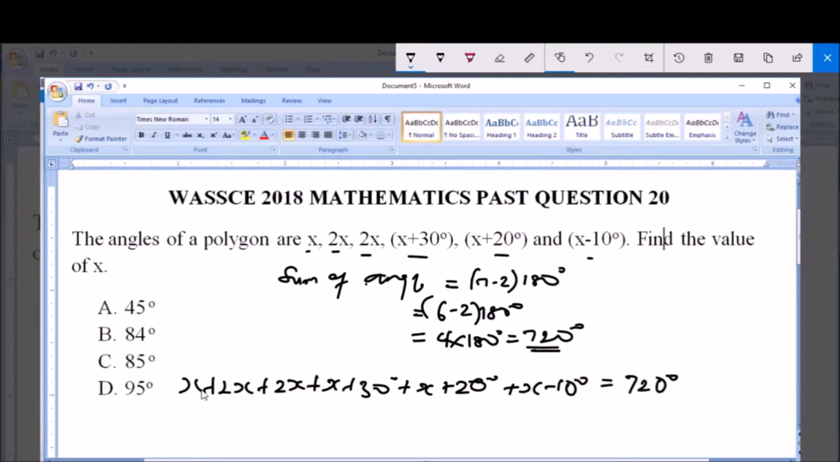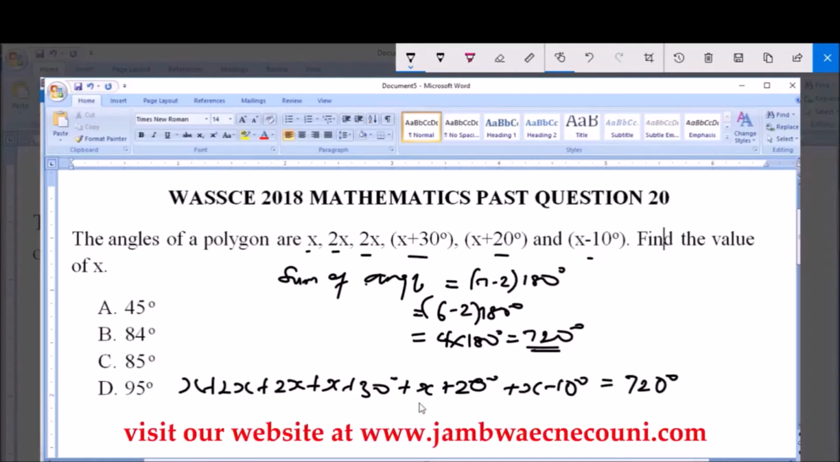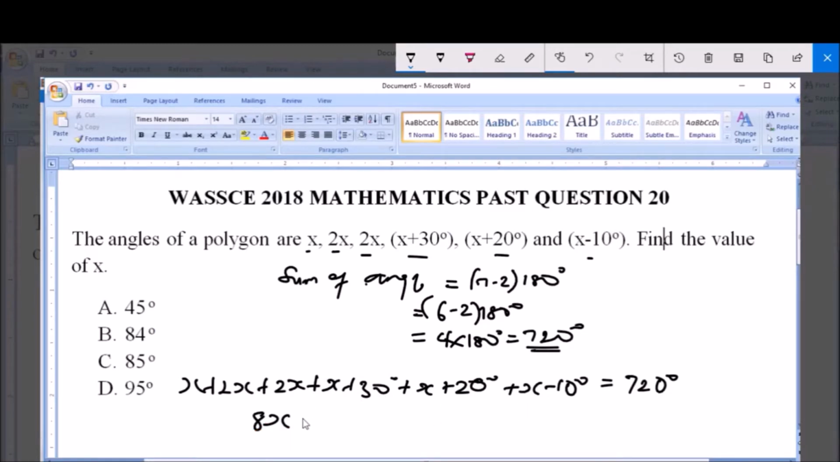From this we have 1x, 3x, 5x, 6x, 7x, 8x. So 8x, then we have 30 degrees plus 20 degrees, that's 50 degrees, minus 10 degrees, that's 40 degrees, plus 40 degrees equals 720. From this we can say 8x is equal to 720 minus 40, and this is equal to 680 degrees. So 8x is equal to 680 degrees.